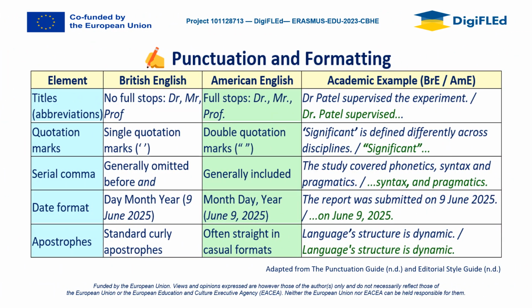British English prefers single quotation marks for direct speech or quotations, whereas American English uses double quotation marks. The serial comma, placed before the final and in a list, is generally omitted in British English but commonly used in American English. Date formatting also differs. British English follows the day-month-year sequence, while American English employs month-day-year. Correct punctuation supports clarity and aligns with publishing standards.